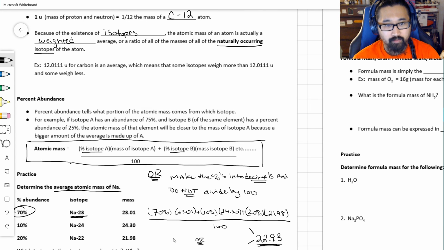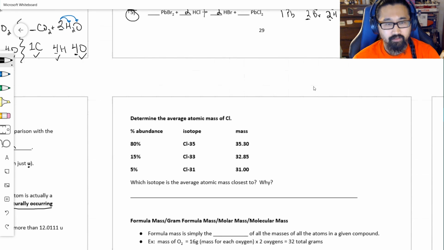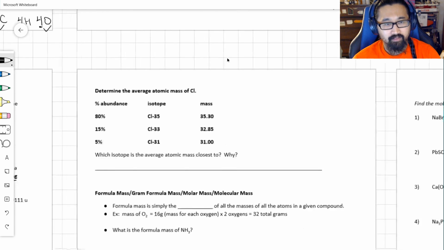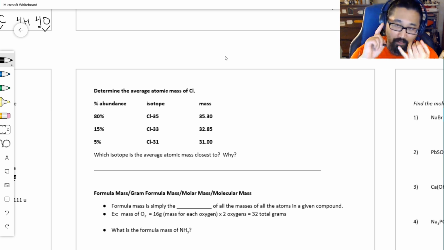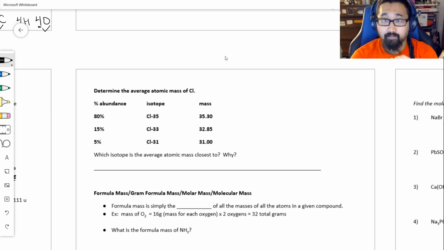There is one more example. Determine the average atomic mass of chlorine, of Cl. Right? So again, they give me the table. They have to give you the table. They have to give you the information about the percent abundances and the masses and what the different isotopes are. That way you can do the math and compare.